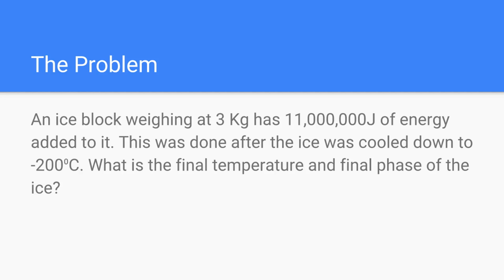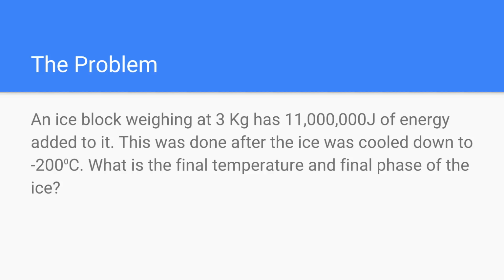Say we have a problem, such as this one, where an ice block weighing 3 kilograms has 11 million joules of energy added to it. This is done after the ice is cooled down to negative 200 degrees Celsius. What is the final temperature and final phase of the ice?